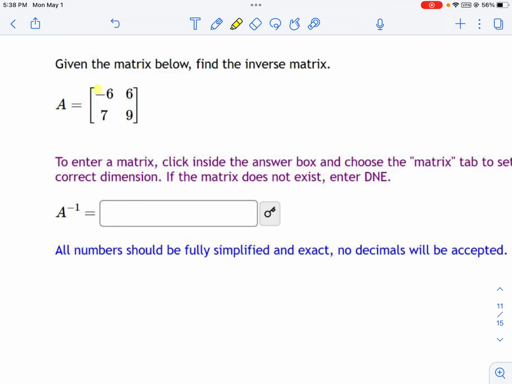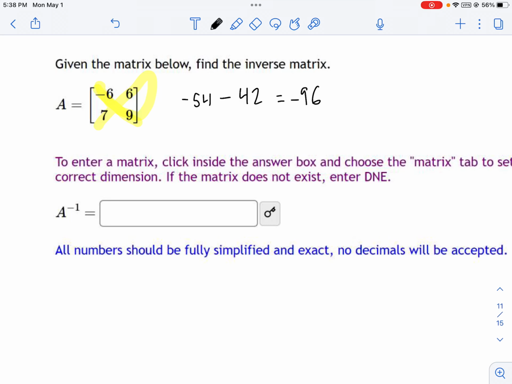For this one, it's going to be the product of the main diagonal, so that'll be negative 6 times 9, which will be negative 54. And then you subtract the product of the other diagonal, so subtract the product of 6 times 7, which is 42. Negative 54 minus 42 is going to result in negative 96 specifically. And that is our determinant.